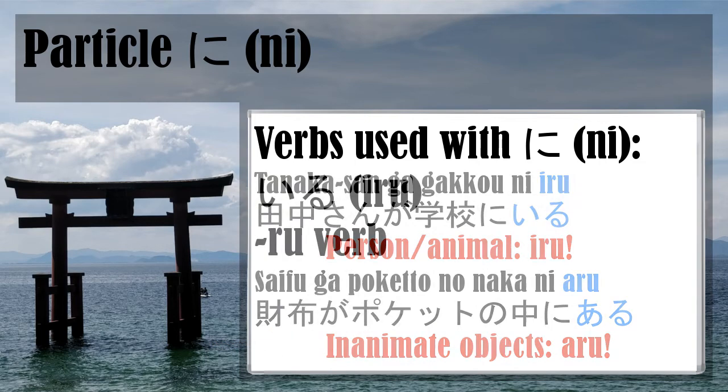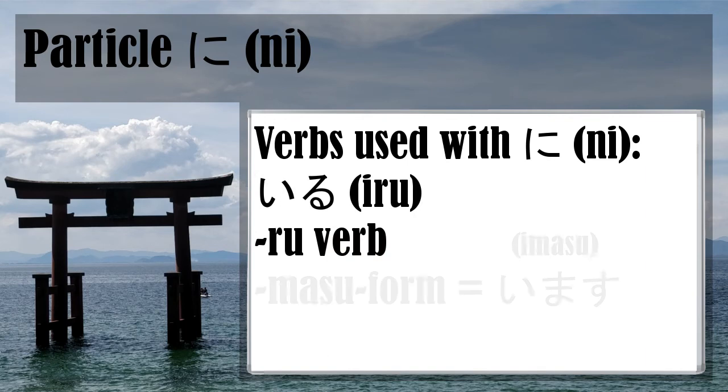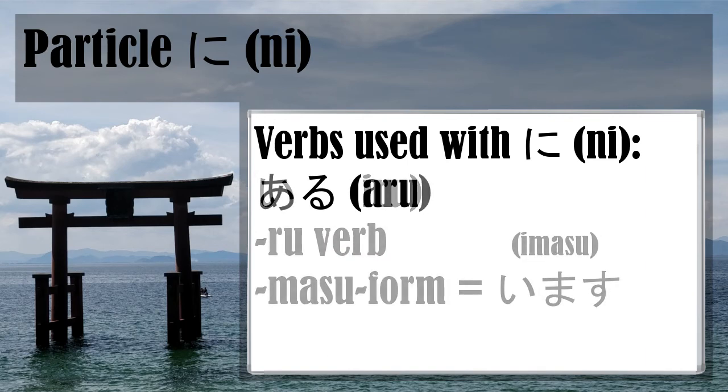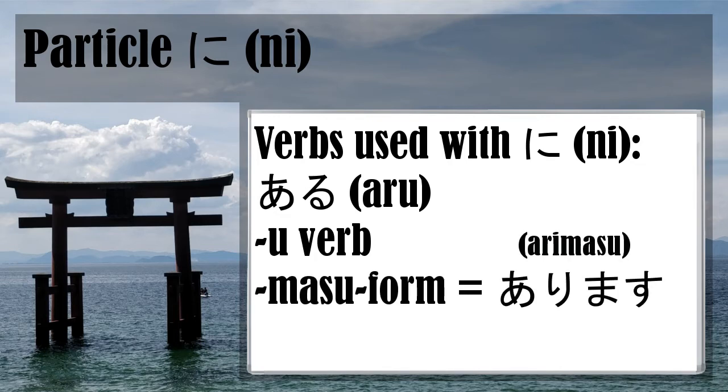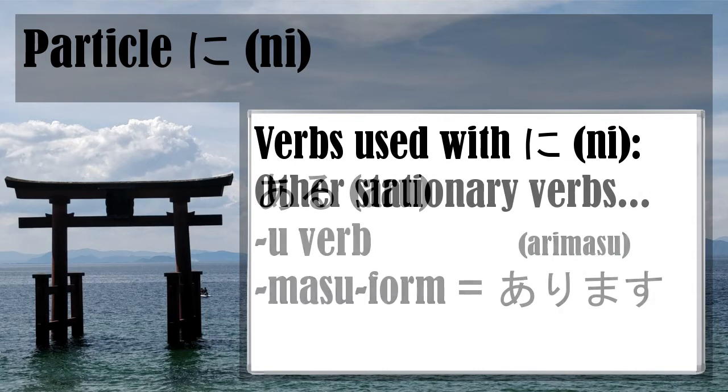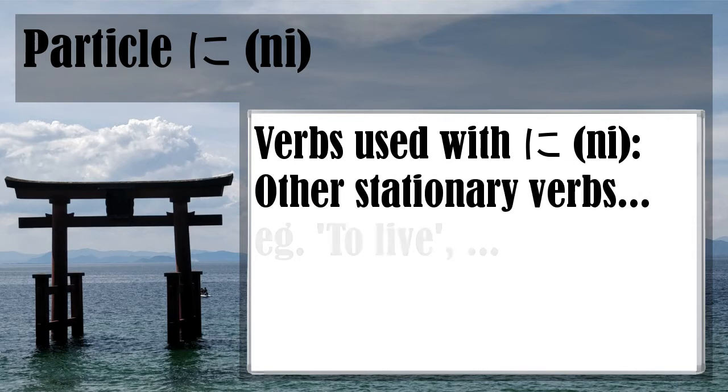Iru, for living things, is a ru verb, meaning that the polite masu form is imasu, whereas aru is just a regular u verb following the rules as well, and the masu form is thus arimasu. Besides iru and aru, you can also use other stationary verbs like to live, for example, such as the third sentence, John lives in Kobe.